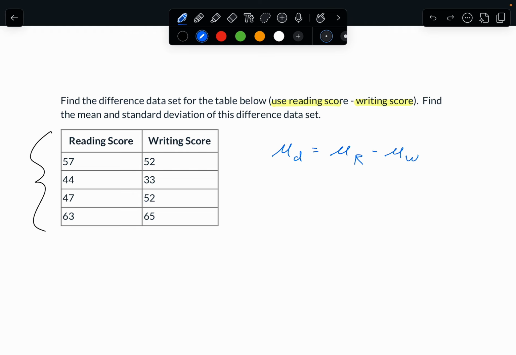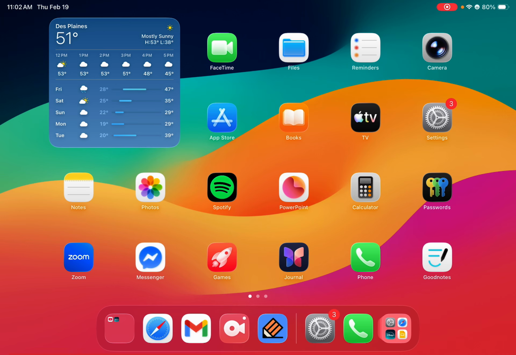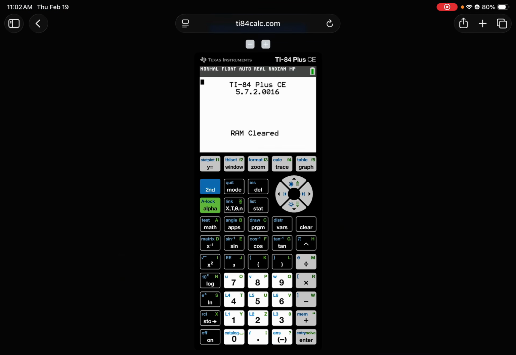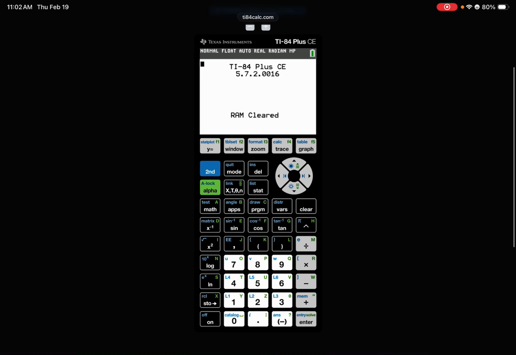So the first thing that we need to do is enter in the reading scores and the writing scores. We're going to use our graphing calculator to help us out. This is something you could do by hand, but it ends up being pretty tedious, so I wouldn't recommend it. So I'm going to hop on over to my graphing calculator here. I'm going to start by entering my data set.